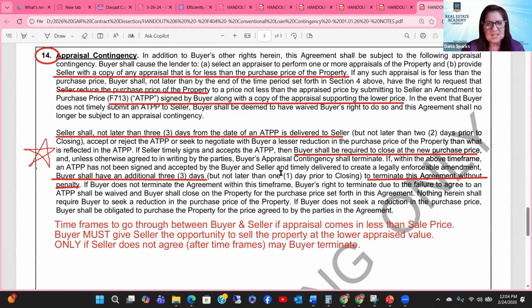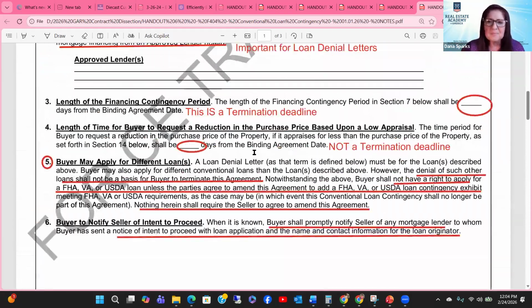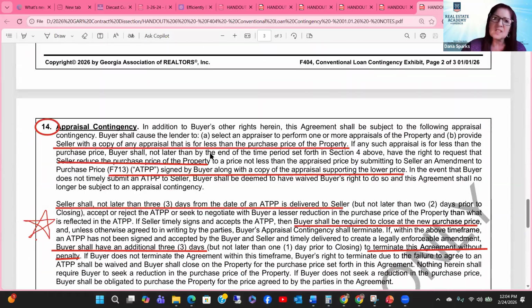Here's the appraisal contingency. Again, remember I told you this time frame is not a termination. This is a time frame, so many days from binding agreement date, for the buyer to send the seller an amendment asking them to sell them the house at the lower price. Why did you say that, Dana? Because the instructions tell me.